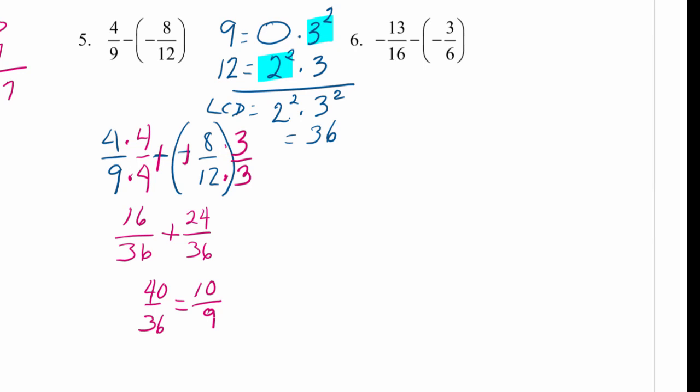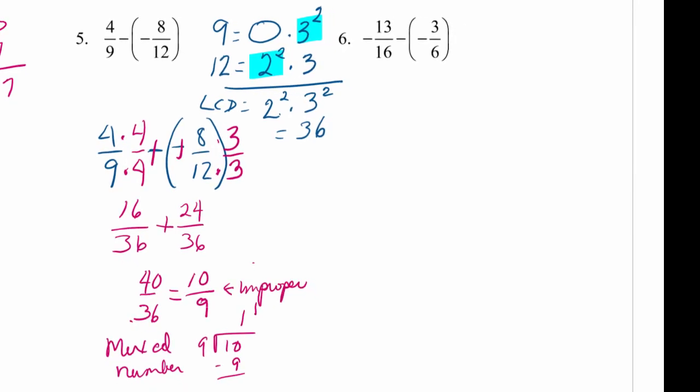Okay, and again, this is an improper fraction. So check the directions of the problems that you're working on. If they want this changed to a mixed number, then you're going to do a division, right? You're going to divide 9 into 10. 9 goes in 1 time with a remainder of 1. So we rewrite the fraction 1 over 9. So 1 and 1/9. So mixed number 1 and 1/9, improper 10/9.